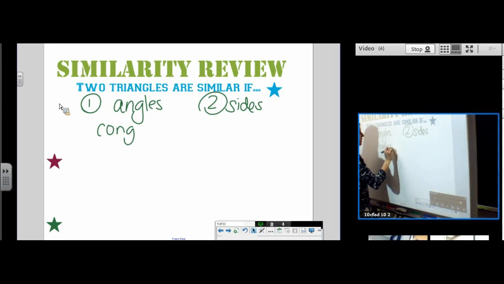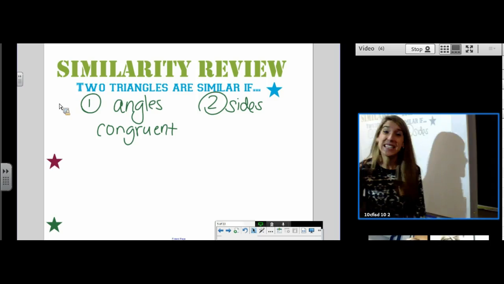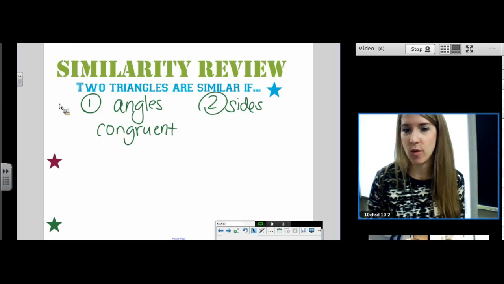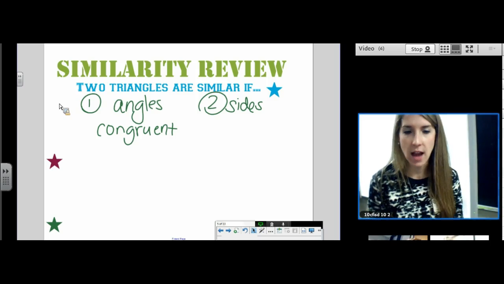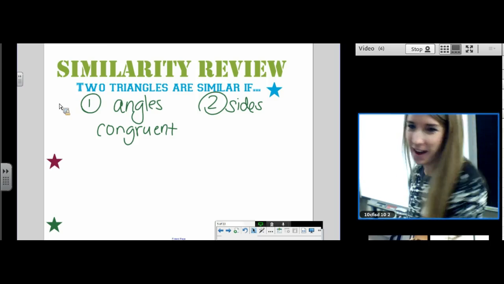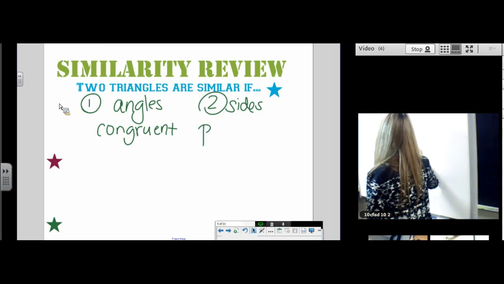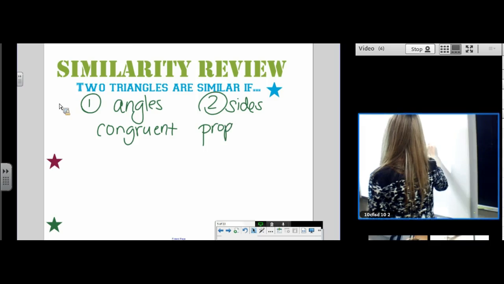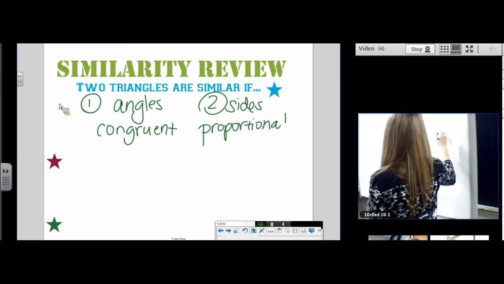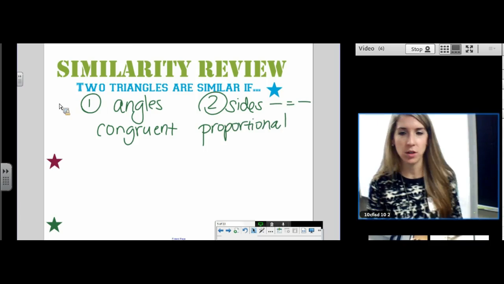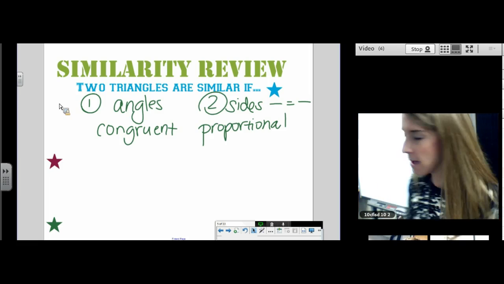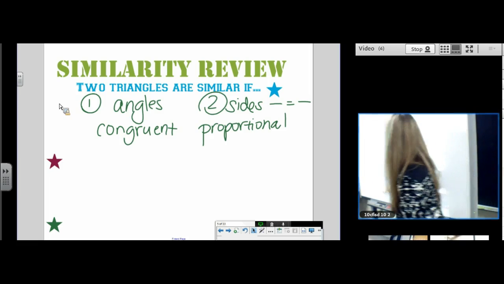The angles have to be congruent. You do not ever use a scale factor on an angle. You never use a scale factor on an angle. And then you got the sides right. The sides need to be proportional. So a proportion looks like that. And you've worked with those a ton. Okay? So that's the qualification to be similar.